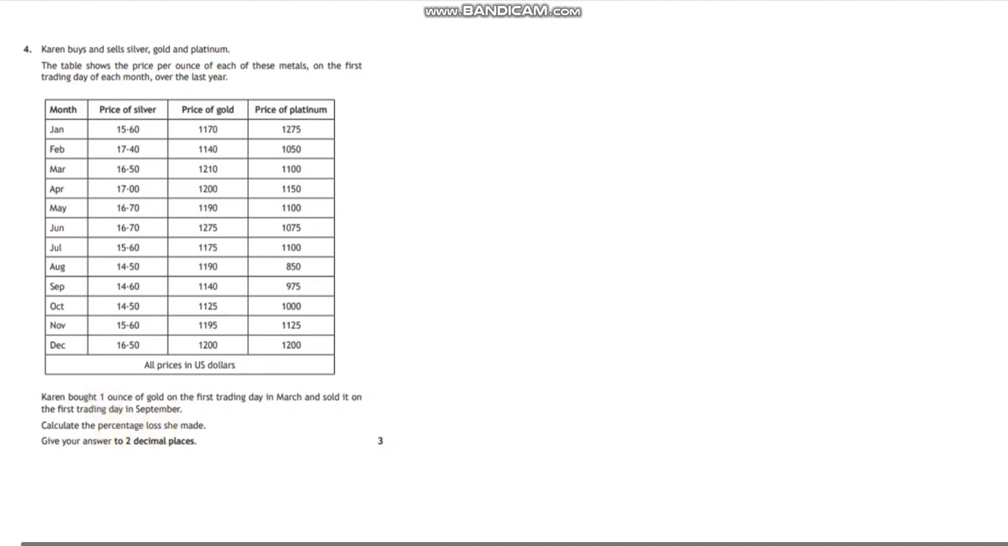Okay, so where's gold at? So she bought this on the first day in March. So she bought here. And she sold it on the first trading day in September. Sold it there. Calculate the percentage loss she made to 2 decimal places. Okay, well, your profit or your loss is simply just difference over original. So remember that little equation, difference over original.